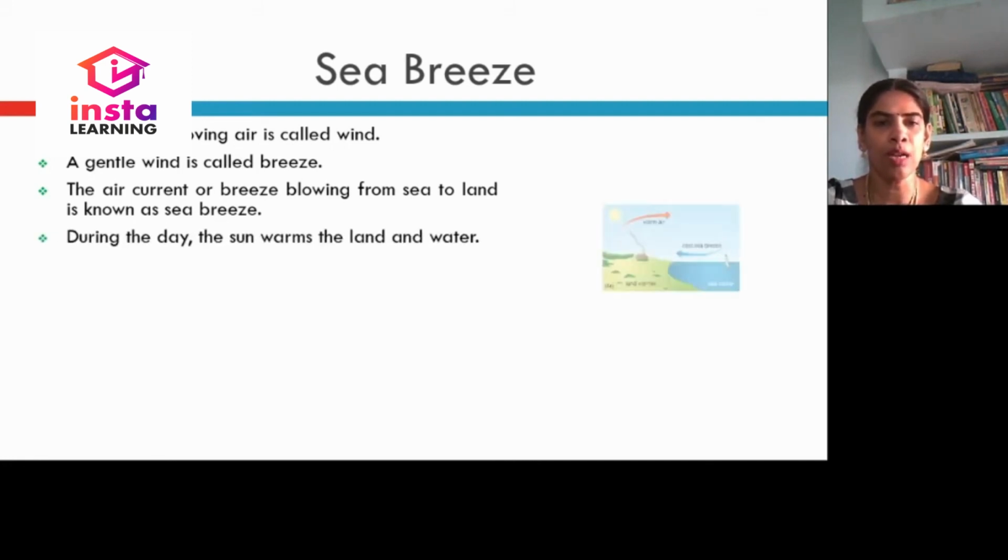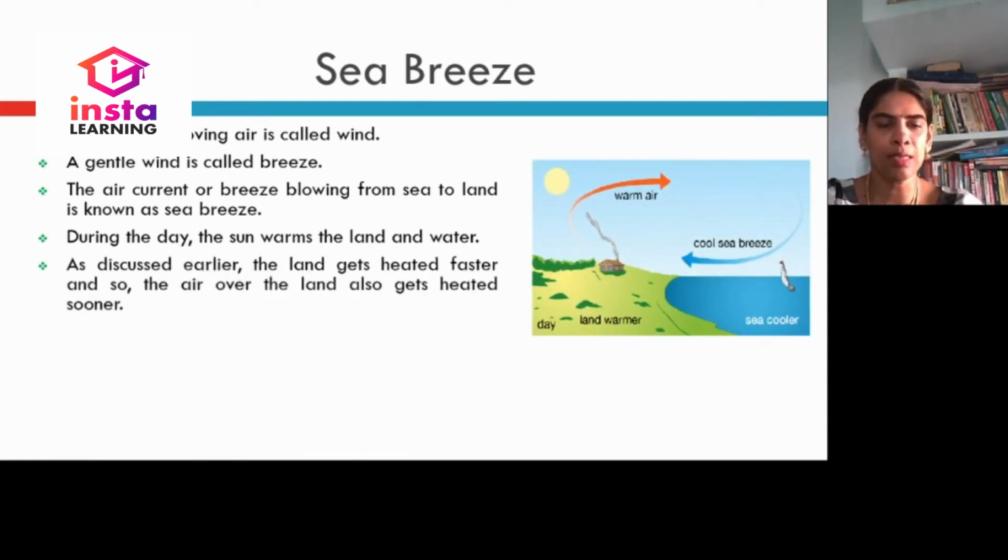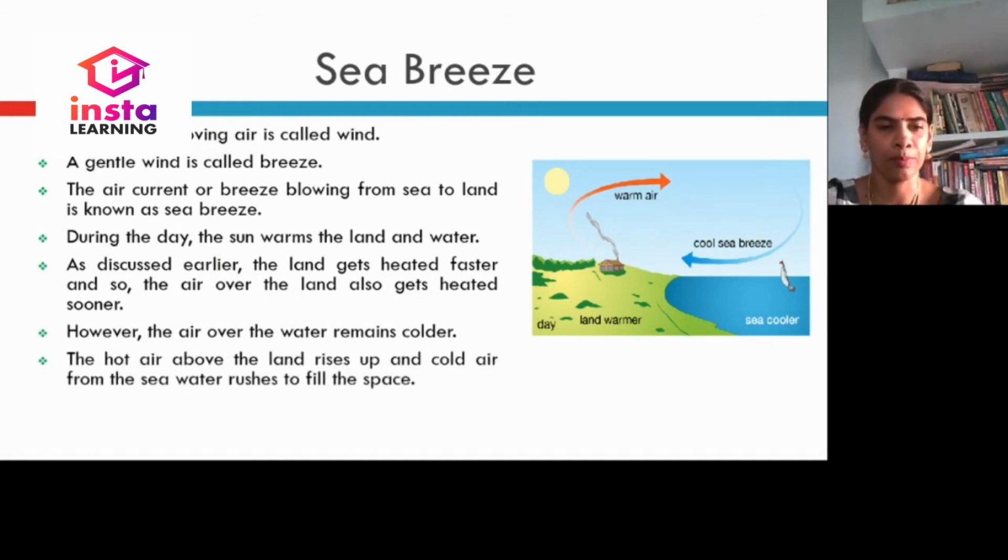During the day, the sun warms the land and water. As discussed earlier, the land gets heated faster and hence the air over the land also gets heated faster. However, the air over the water remains colder. The hot air above the land rises up and cold air from the seawater rushes to fill the space. This forms a sea breeze which is cool and pleasant as it carries water vapor.